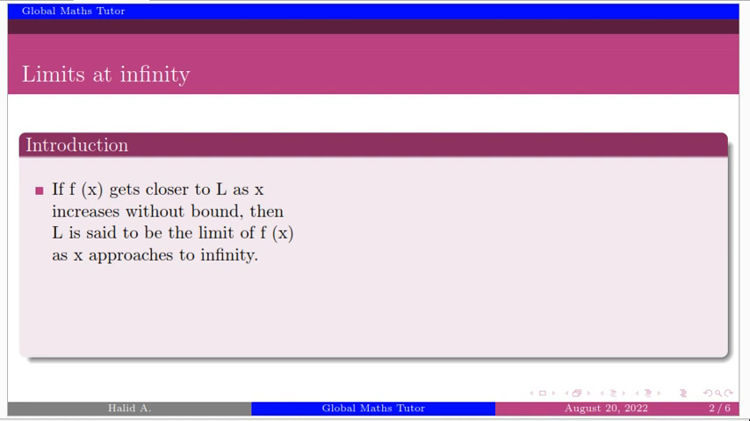Okay, as an introduction, if f of x gets closer to L as x increases without bound, then L is said to be the limit of f of x as x approaches infinity. So when x approaches infinity without bound, if f of x gets closer to L, basically we say that such a line is a horizontal asymptote.